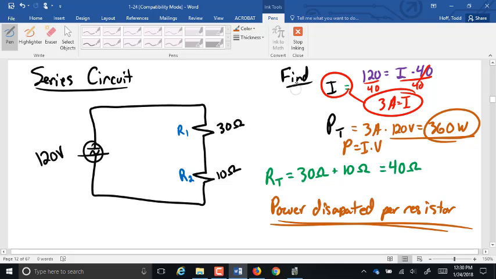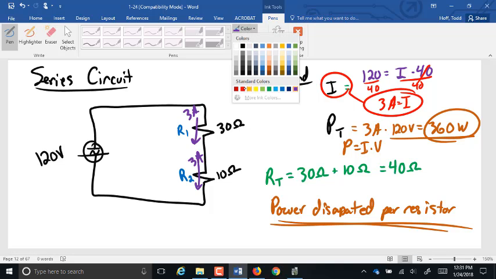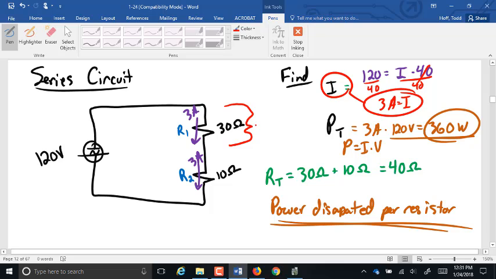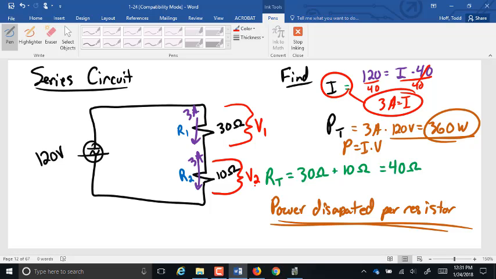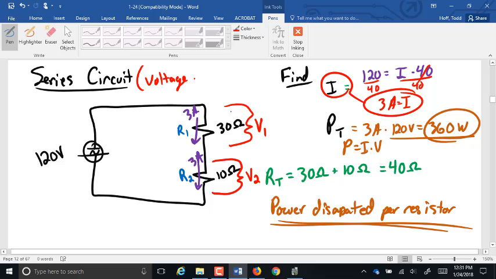What do we know about the current in each of these resistors? Well, it's series, so the current has to be the same. So it is 3 amps in each of them, period. What changes is the voltage drop. Resistor 1, we'll call that voltage drop V1, and resistor 2, we'll call that voltage drop V2. A series circuit, the current has to be the same. The current is constant. What is split up is the voltage. That's why a series circuit is often called a voltage divider.